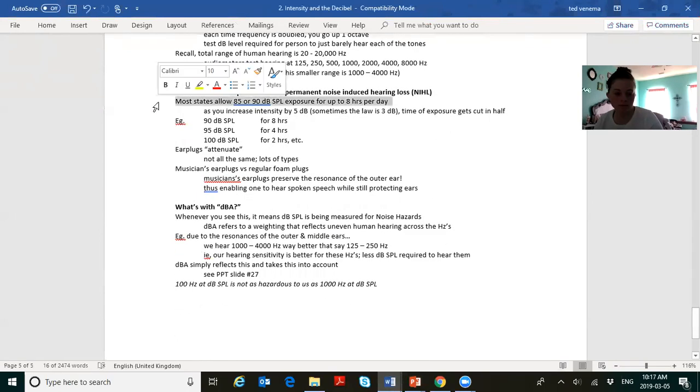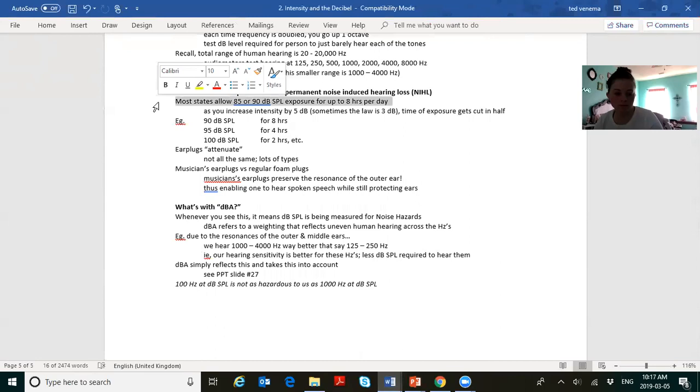85 to 90 dB SPL for up to 8 hours a day. Okay, that's the anchor. Put a star by that one. Make sure you know that. Okay, that's what can cause permanent noise-induced hearing loss.